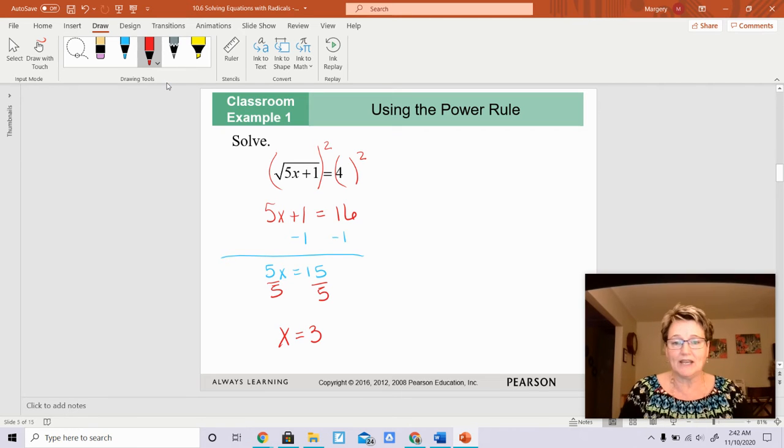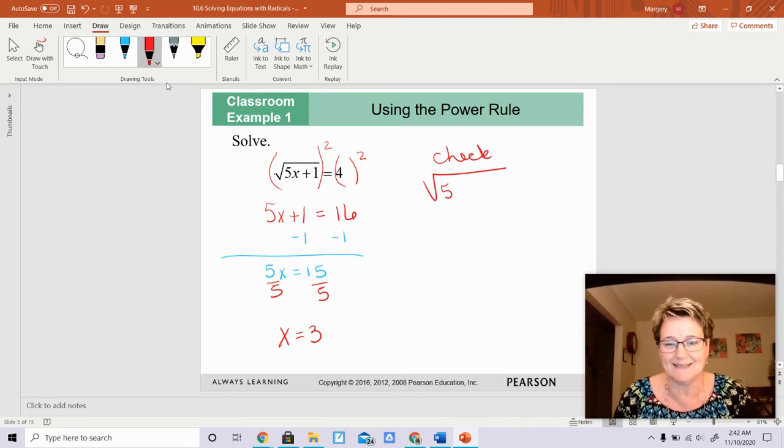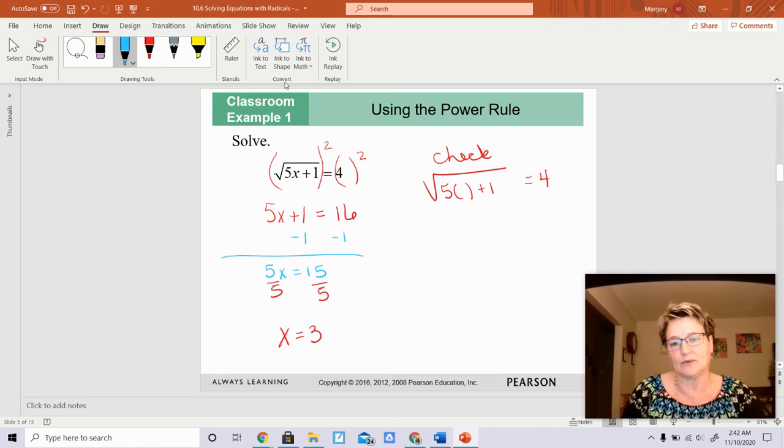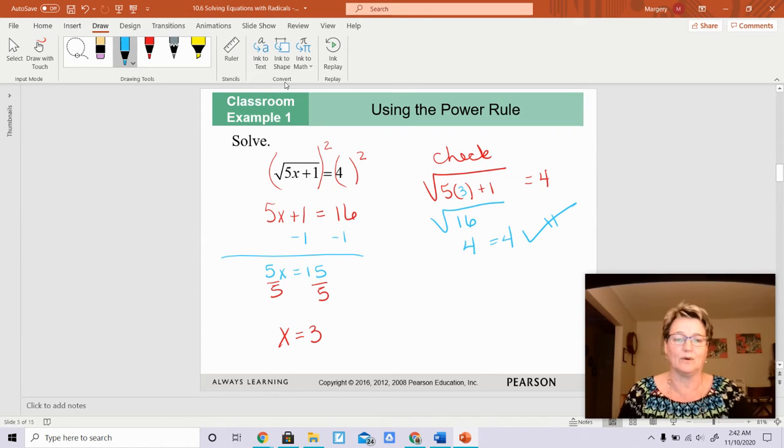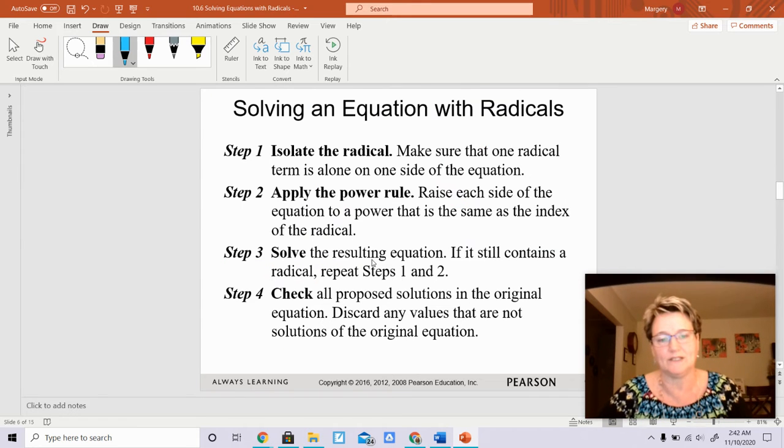Now, if you want to check your answers, you can. We're not checking answers after this. I just want to show you how you could check your answers if you wanted to. So we know that our x value is 3. So wherever there's an x, we're going to put in a 3. So now 5 times 3 is 15. 15 plus 1 is 16. The square root of 16 is 4, and yes, it equals 4. So we know it works. You do not have to check your answers. I just wanted to show you if you wanted to.